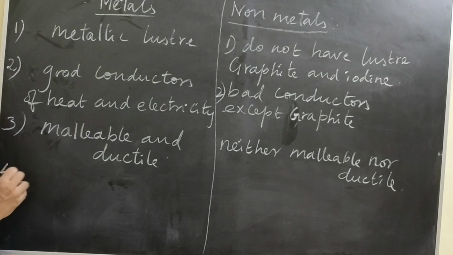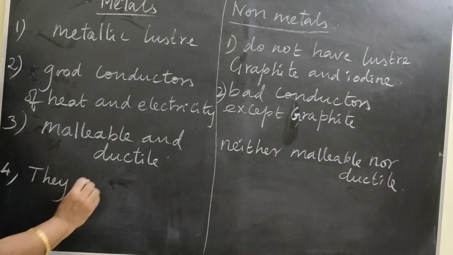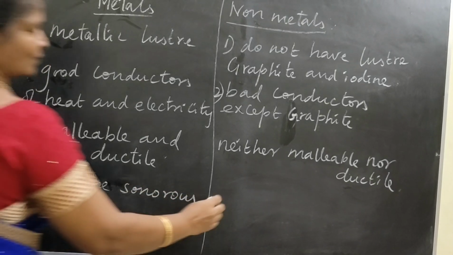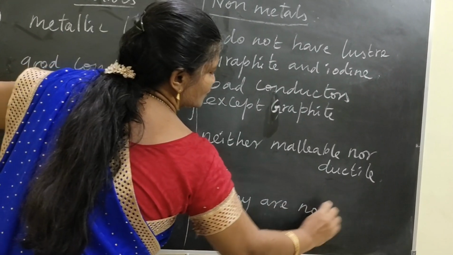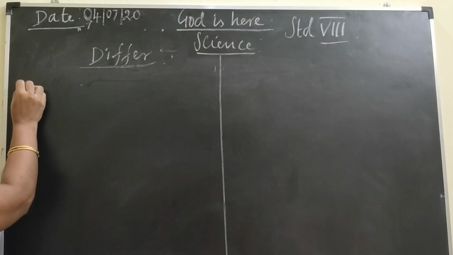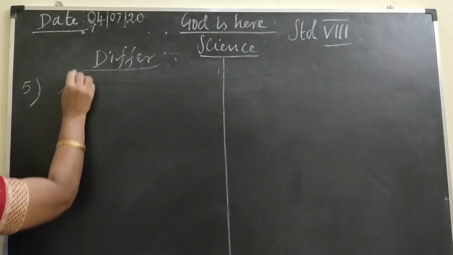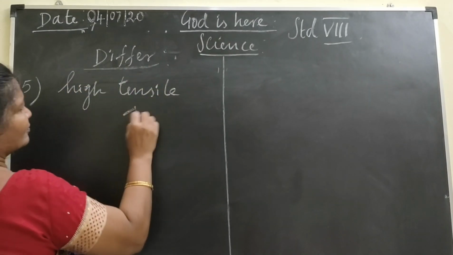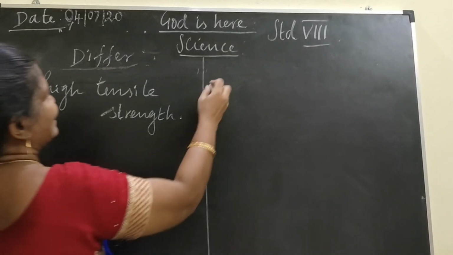Fourth point. Say the fourth point. Metals are sonorous. Non-metals are not sonorous. Children, fifth point, metals have high tensile strength. Non-metals have low tensile strength.